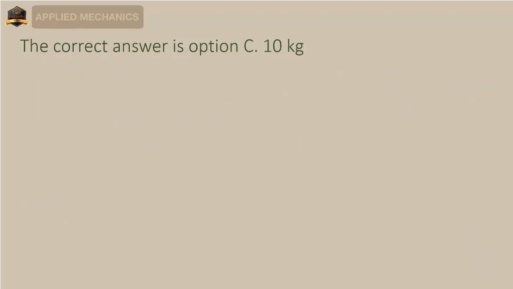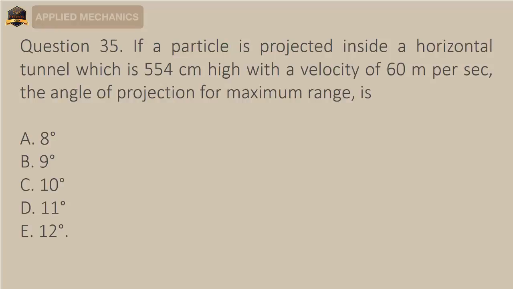Question 35. If a particle is projected inside a horizontal tunnel which is 554 centimeters high with a velocity of 60 meters per second, the angle of projection for maximum range is A. 8 degrees, B. 9 degrees, C. 10 degrees, D. 11 degrees, E. 12 degrees. The correct answer is option C, 10 degrees.